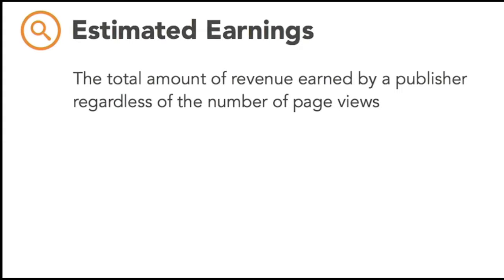Estimated earnings. Estimated earnings is the total amount of revenue earned by a publisher regardless of the number of impressions. So as we take a look at the Google AdSense performance reports, you might look at a monthly view of our performance. If we take a look at the estimated earnings in that report, we'll be seeing the estimated earnings for that month. If we look at the daily view, we'll only be seeing the estimated earnings for that day, which again is important because it's how much money that you're earning.